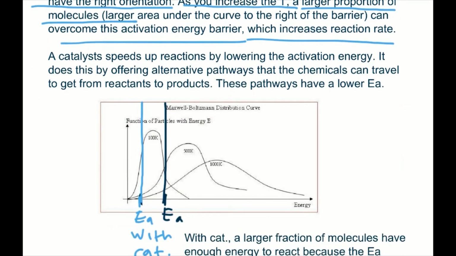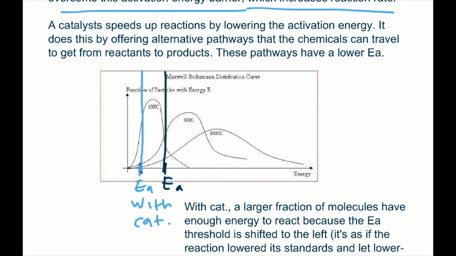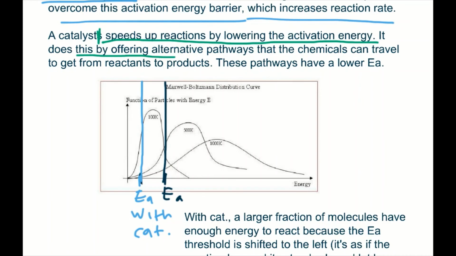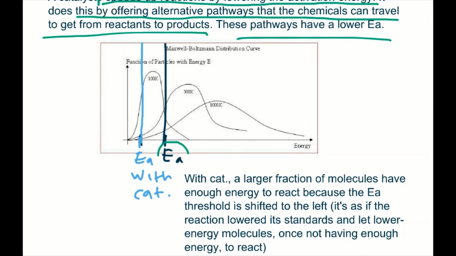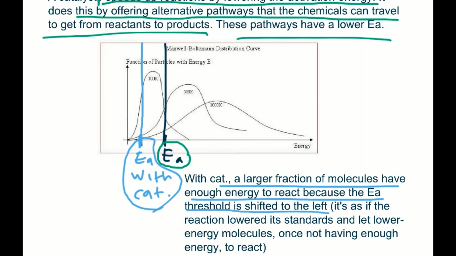So let's talk about what a catalyst does. A catalyst, so there's no S there, a catalyst speeds up reactions by lowering the activation energy. It does this by offering alternative pathways that the chemicals can travel to get from reactants to products. These pathways have a lower activation energy. So, as you can see on this graph, this is the activation energy normally, and the blue line is the activation energy with a catalyst. Notice how it's lower. So, with the catalyst, a larger fraction of molecules have enough energy to react because the activation energy threshold is shifted to the left.